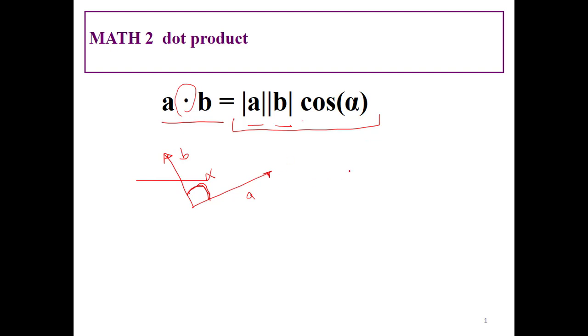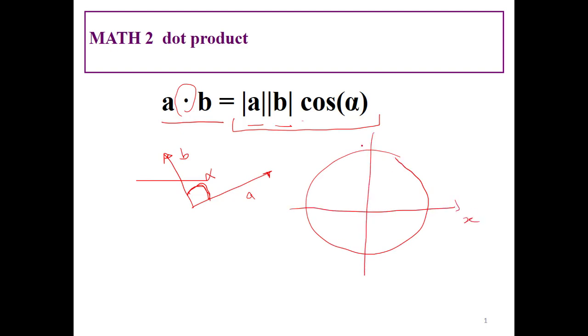To refresh, what is the cosine? If we have the unit circle, this is the x and this is the y, and we have a vector A, then the cosine of this vector is the projection of this vector on the x-axis. So that is this small part, the projection of the vector to the x-axis. This is the cosine.